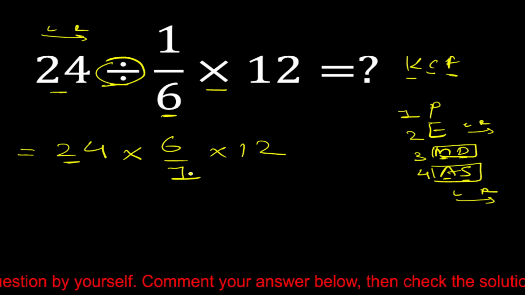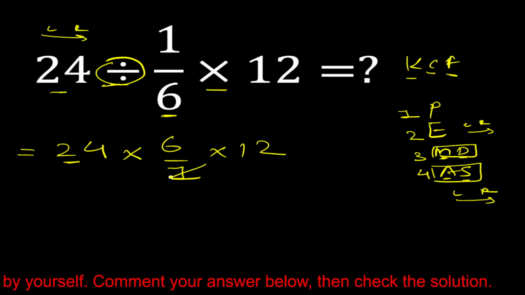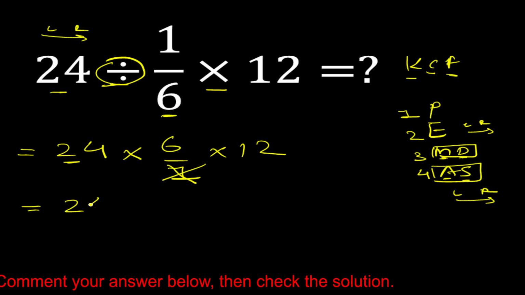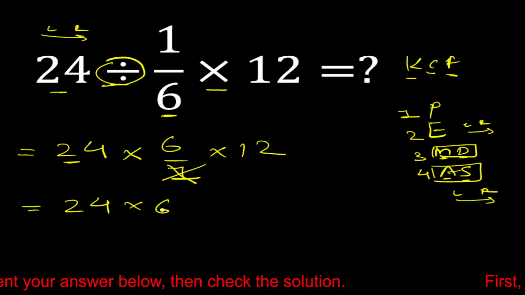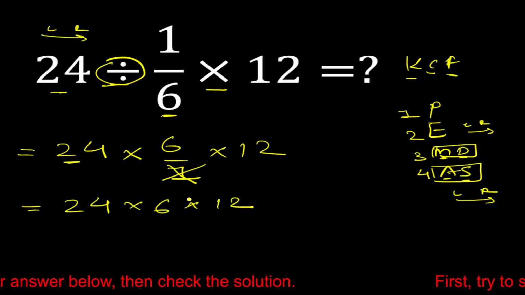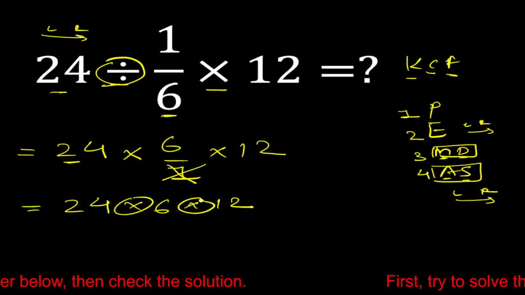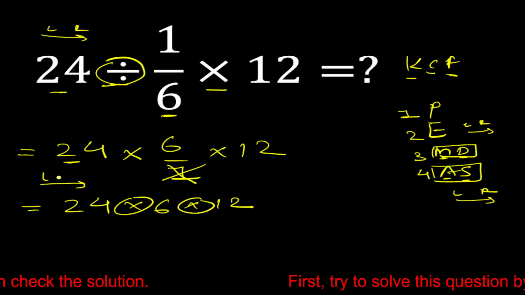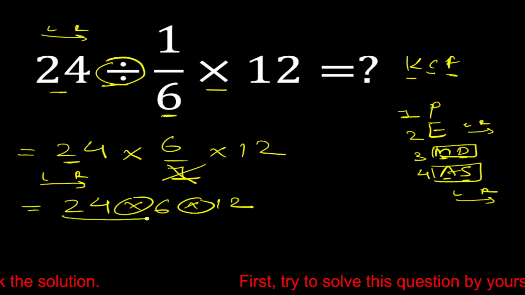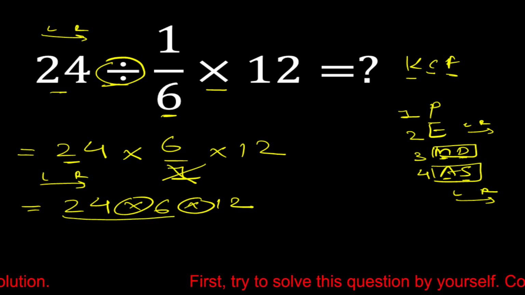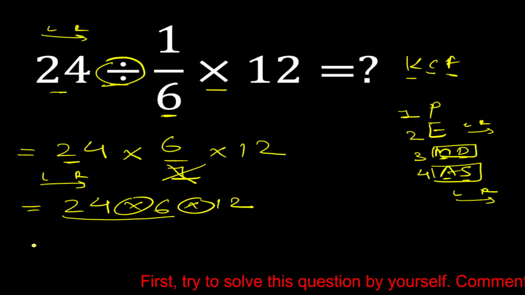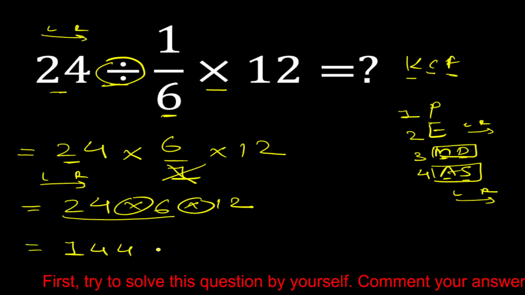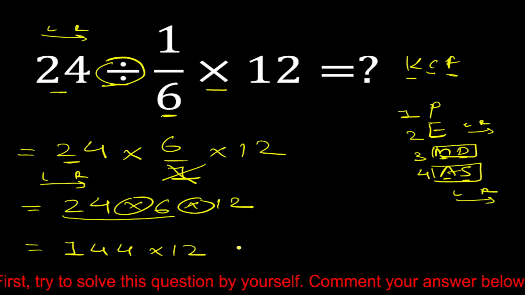Now the expression becomes, here is only one, so we can write this expression as 24 multiply 6 multiply 12. Okay. Now here is multiplication and here is multiplication, so both have equal priority. So we have to solve it from left to right. So 24 multiply 6 is equal to 144. Okay. Then multiply 12.